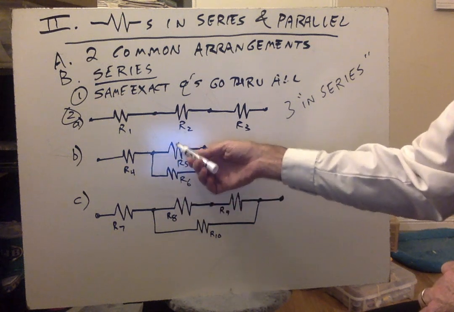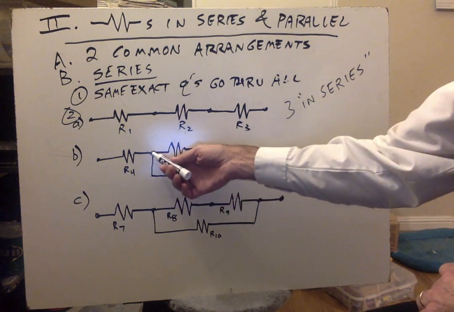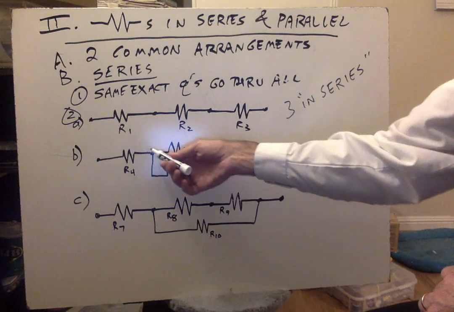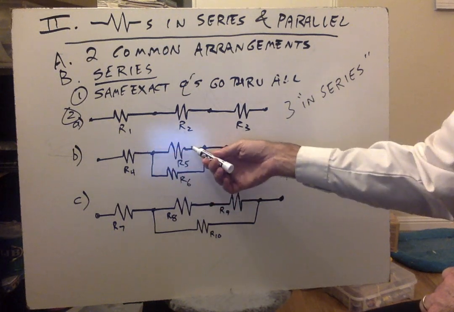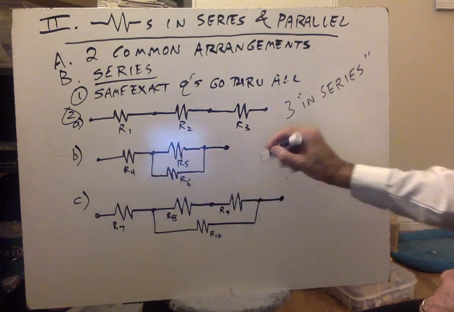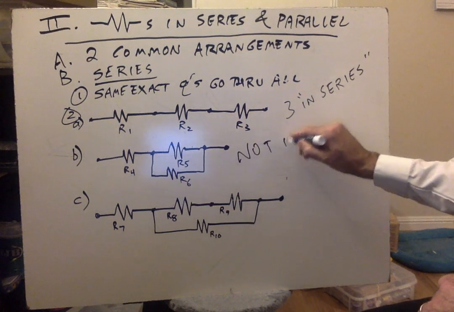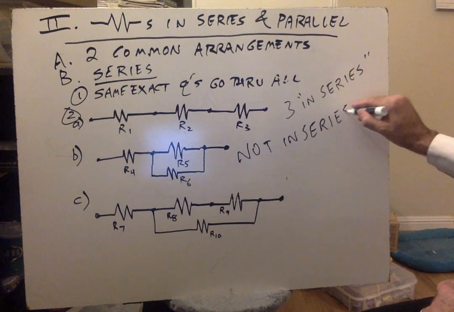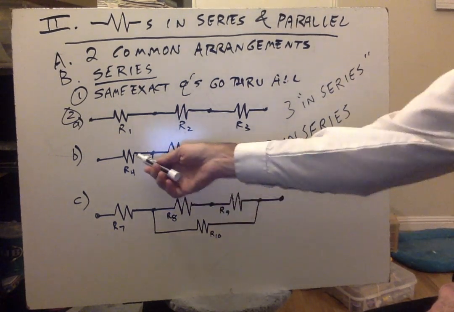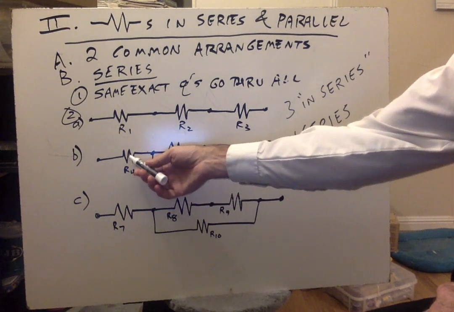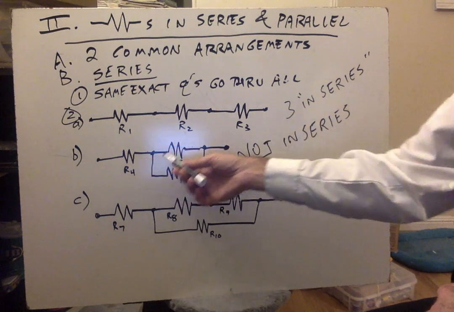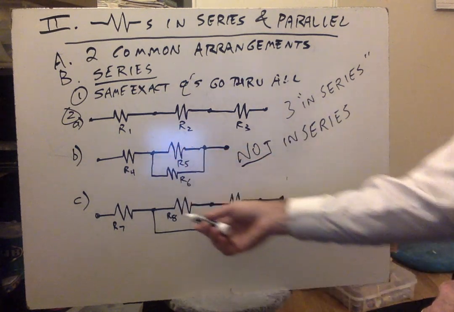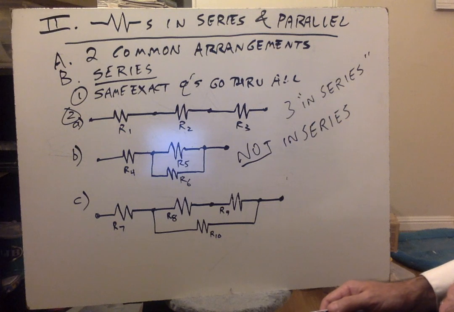In fact, if these two resistors are identical resistance, 5 amps of current will go through this and 5 through this, so only half the charges will go through R5 that went through R4. So these are not in series. There are no resistors in example B that are in series. Not in series. Even though these are in a row, not every charge that goes through R4 will then go through R5. All right, now let's look at example C.